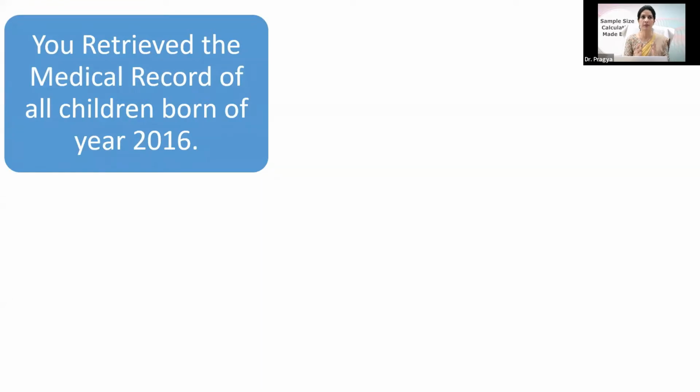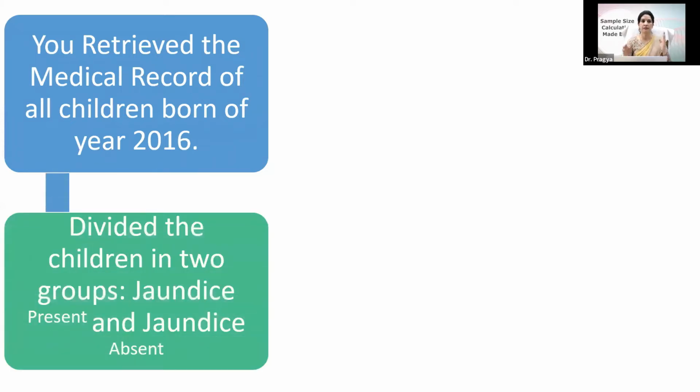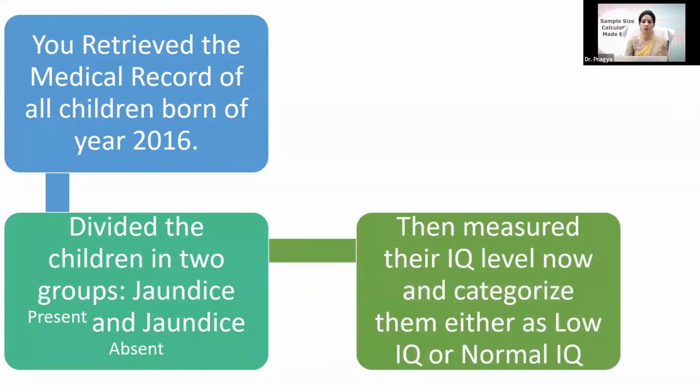So just see this example. You retrieve the medical records of all children who were born in the year 2016. Then you divide those children into two groups: jaundice present and jaundice absent. Then you measure their intelligence quotient or IQ level, and you categorize them as low IQ or normal IQ. So which type of study design is it? I am guessing that all of you have some knowledge about study design, so with your previous knowledge, do respond to this question.